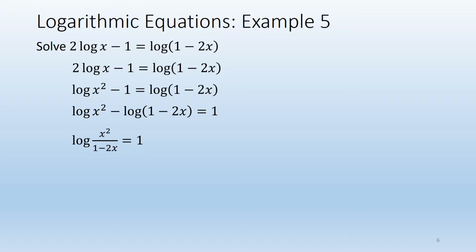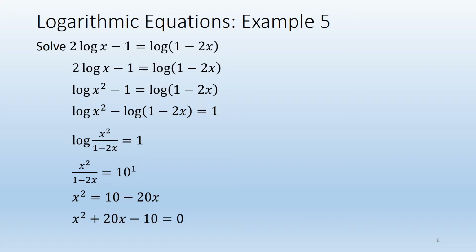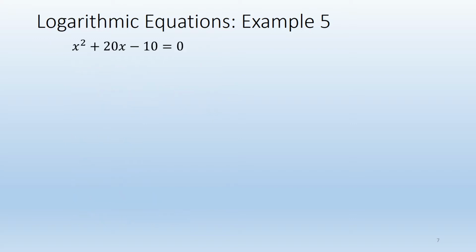Now we don't have a base written here, so it's understood to be base 10, and we can rewrite this log equation as an index equation. That is, the base 10 to the power of 1 equals the number inside the log. And so we get that equation. Multiplying through by that denominator, we'll have x squared equals 10 minus 20x. Putting that all over to one side, we now have a quadratic equation that we can solve for x.